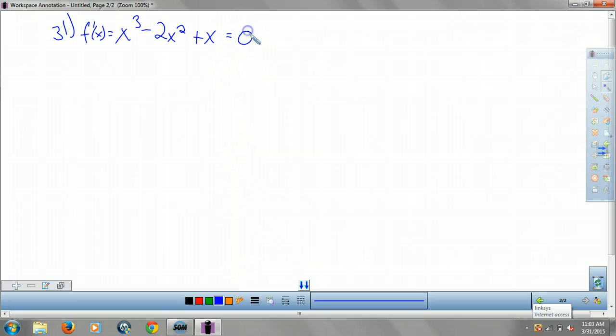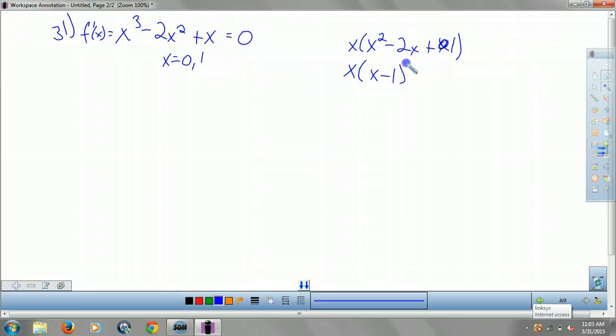So first I set that equal to 0. I have x equals 0 and 1. You factor out, and I did that, use factor out x. And then that factors pretty easily into x minus 1 squared. So you have 0 and 1.